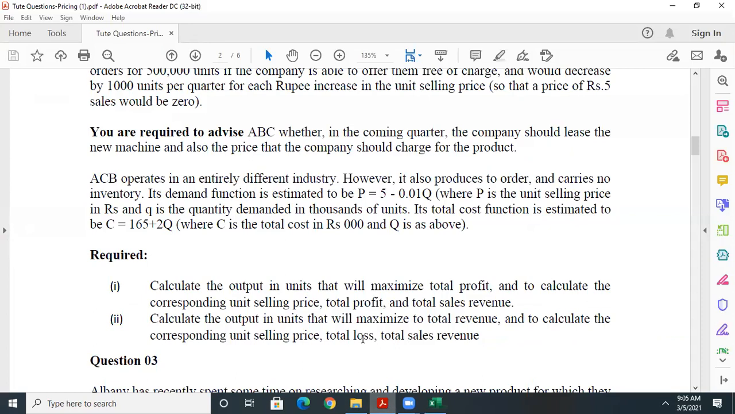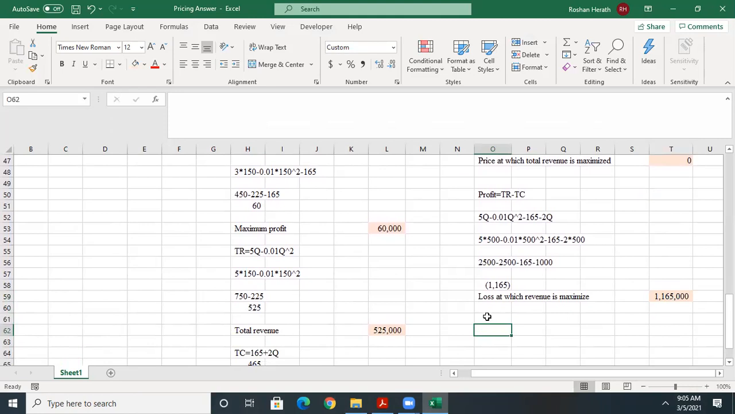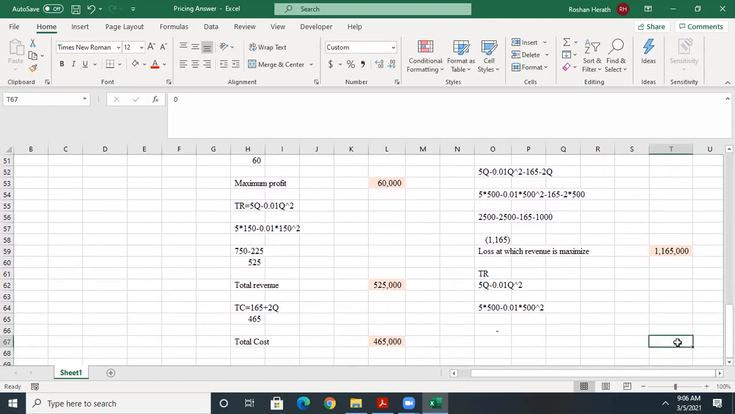Finally, it asks for the total sales revenue, TR. TR equals 5 into Q minus 0.01 Q to the power 2. So if you apply that, it's 5 into 500 minus 0.01 into 500 to the power 2. So it's going to be 0, isn't it? There it comes 0. So if you work that out, you would see it's going to be 0.